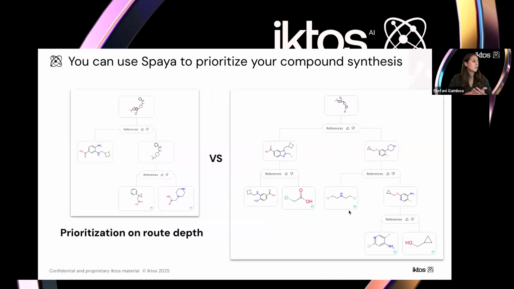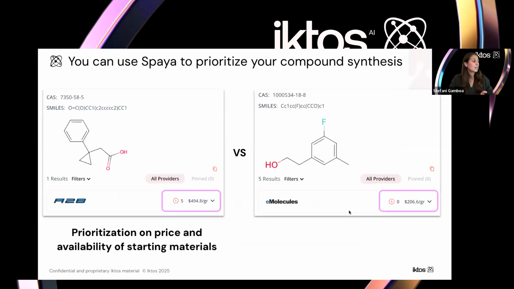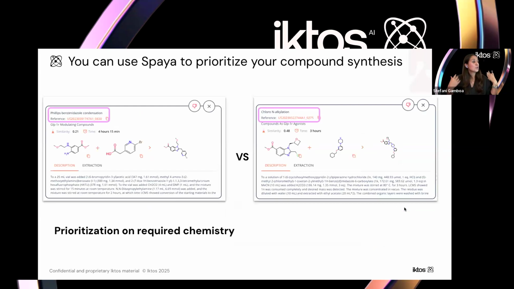For example, you can prioritize the synthesis depending on the route depth. In these initial stages, we would of course target short and simple syntheses because we are doing exploration. You can also prioritize with the price and availability of starting materials. For example, this one is a bit more expensive than this one, and the delivery time as well. And finally, SPIA will also give you the references and the name reactions of all the disconnections so you can prioritize on the required chemistry.